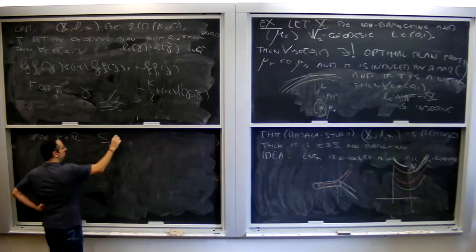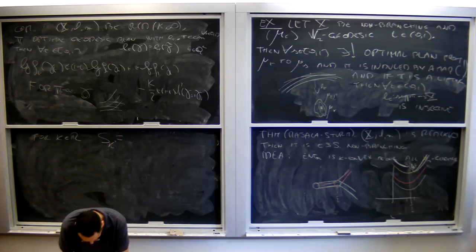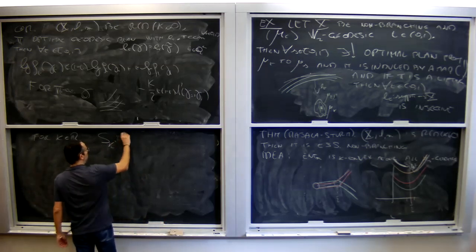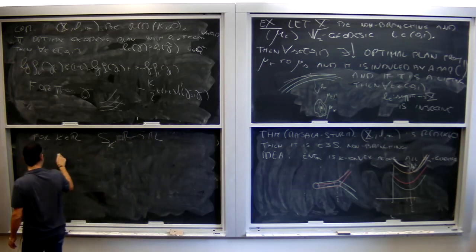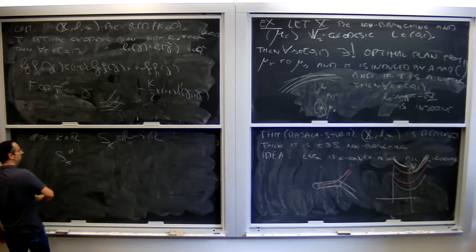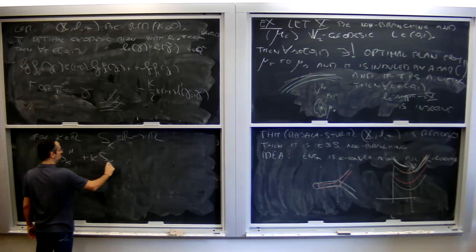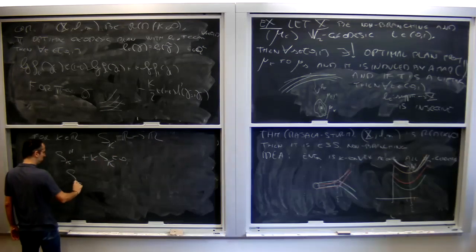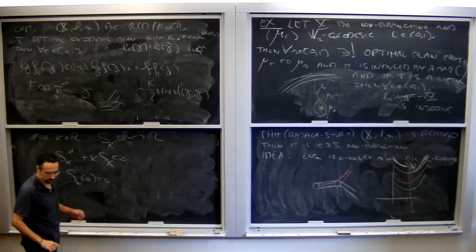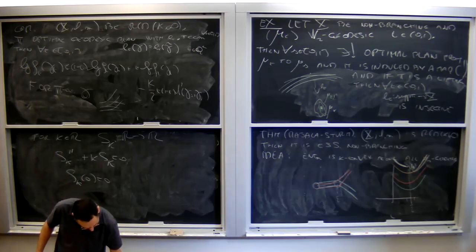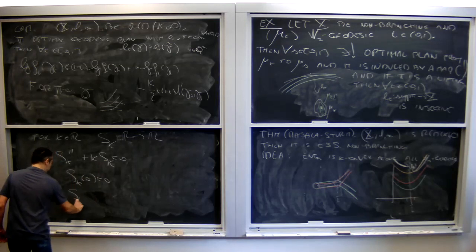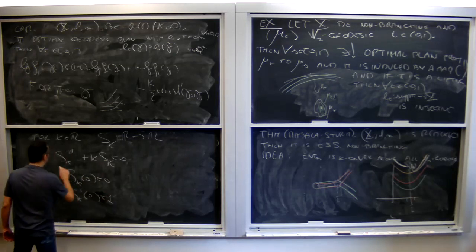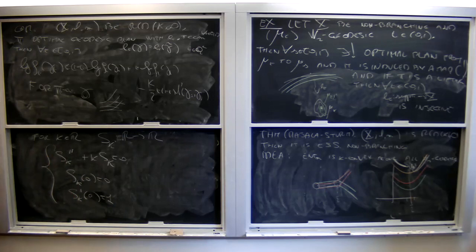So s_k is a function that goes from R to R. It is defined as the only solution of s_k'' plus k times s_k equals zero, subject to the conditions that the value at time zero is zero, and the derivative at time zero is one. Of course, when k is equal to one, your function is sine. When k is minus one, it is the hyperbolic sine. And when k is zero, this is just the identity.